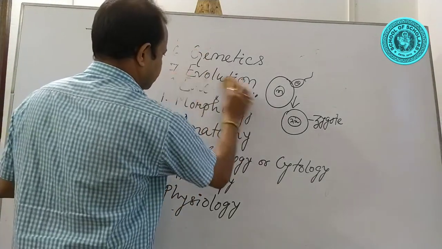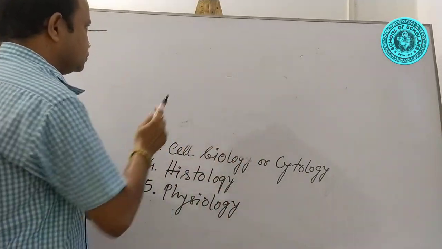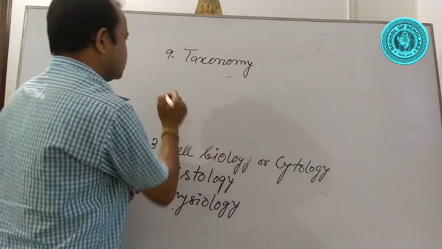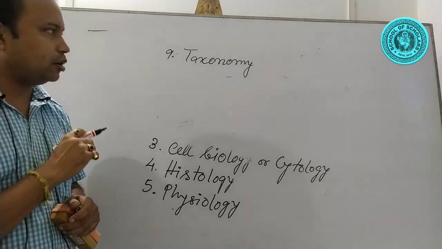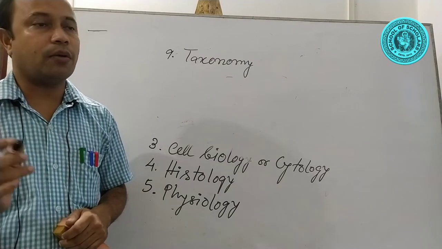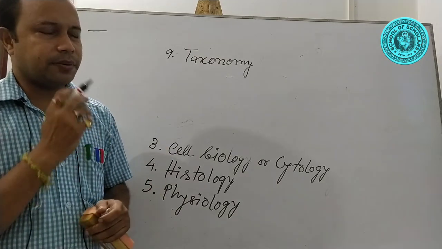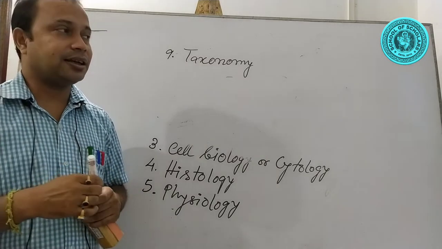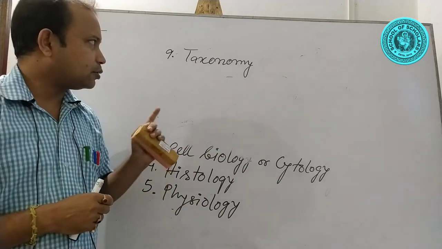Next one is taxonomy. This branch includes the study of three things: identification, classification, and nomenclature of an organism. What is identification? Suppose you observe a cow and you call it a cow, not an elephant. Why? Because there are some external characters which you have distinguished, and the process of distinguishing these animals is called identification.